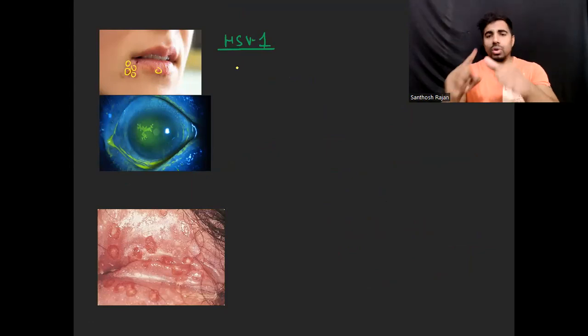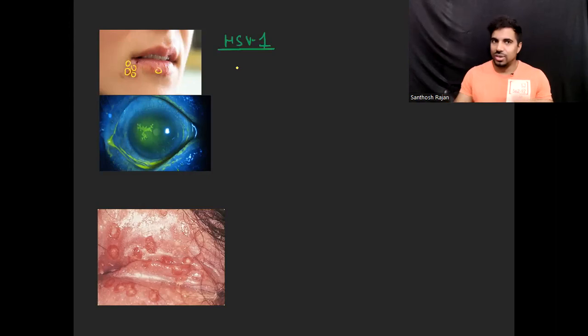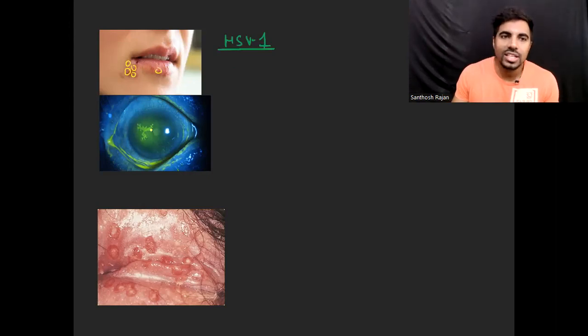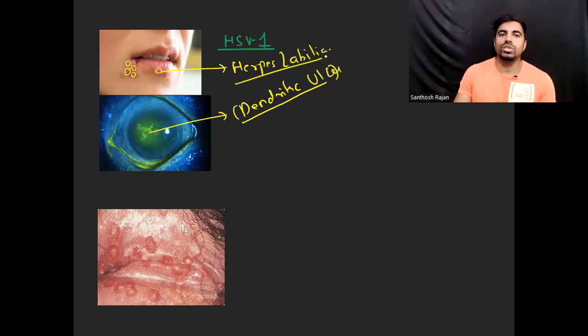We have herpetic whitlow, which happens in your finger, and herpes gladiatorum in the chest. So these are HSV-1. This is a dendritic ulcer in the eye, you will read. This is herpes labialis, which means in the lips. Herpes labialis and dendritic ulcer. Also, if you remember, one of the most common causes of sporadic encephalitis is HSV-1.